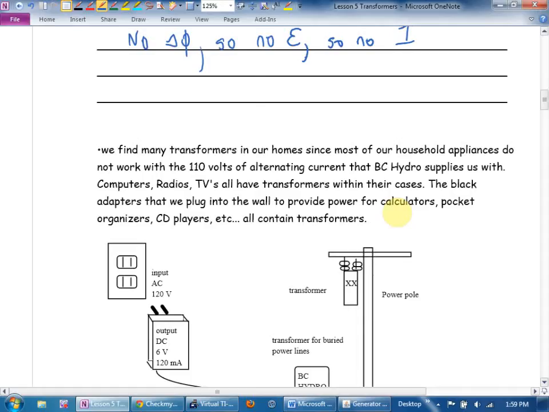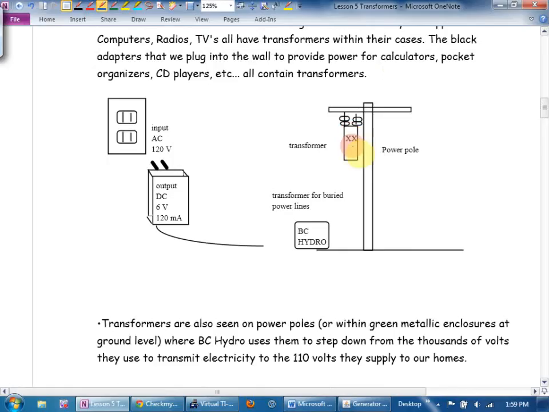So, these are transformers. Your calculators, your pocket organizers, your cell phones, CD players, almost all of those will contain a transformer. Perhaps not your cell phones. Well, yes, in the charging system there would be a transformer. But then the battery would deliver whatever current you wanted.